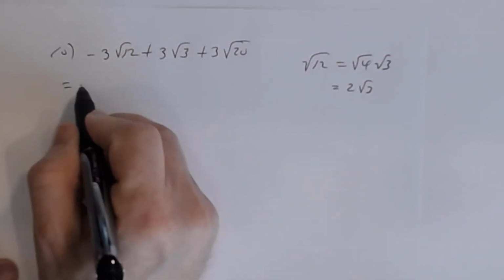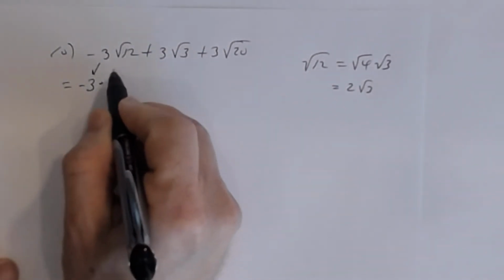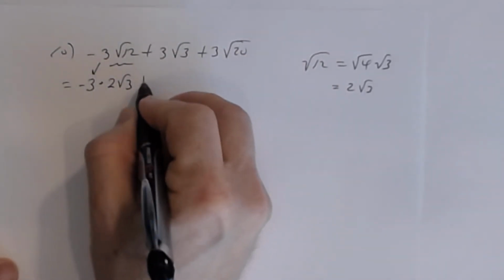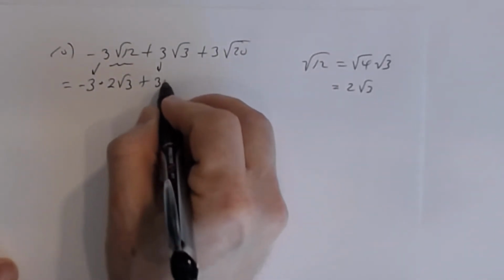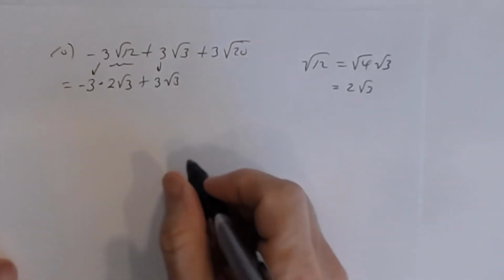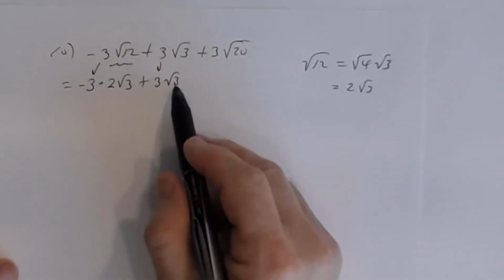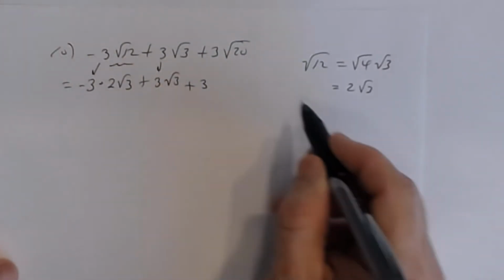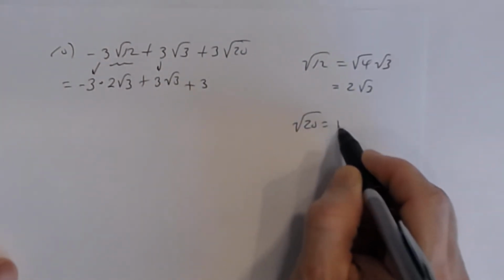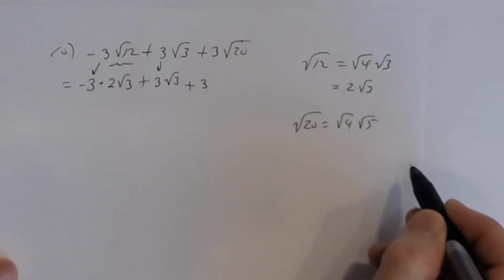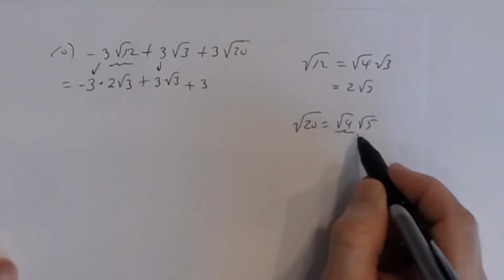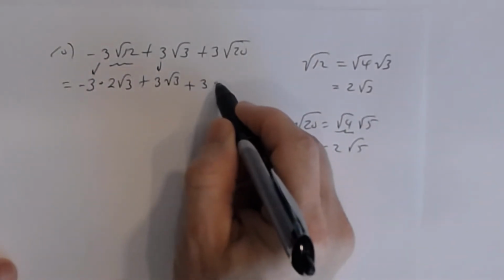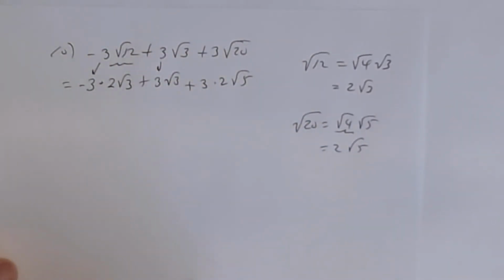So I'm going to rewrite this as negative 3 times, and I just found the square root of 12 to be this, plus, and then 3 times the square root of 3. I cannot simplify the square root of 3. The only perfect square that goes into 3 is 1. Plus 3. Now the square root of 20 is the square root of 4 times the square root of 5. 5 times 4 is 20. And the square root of 4 is 2, so that's 2 square root of 5. So it goes here. 3 times 2 square root of 5.